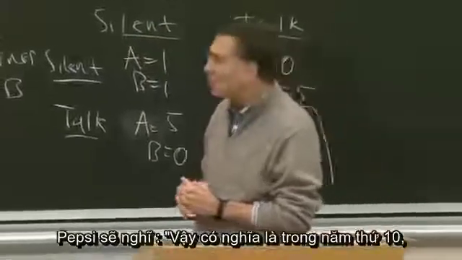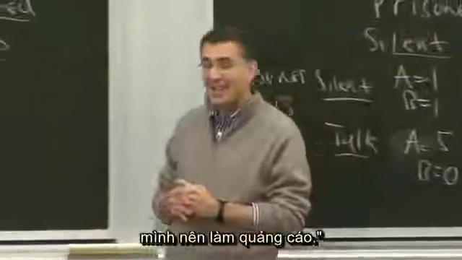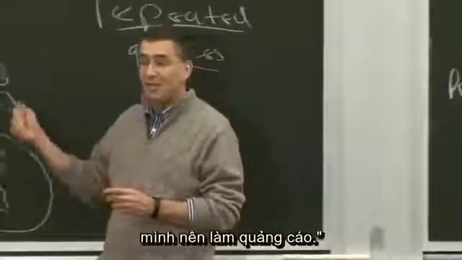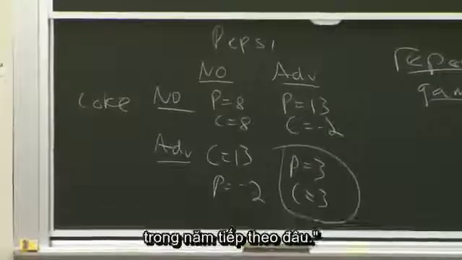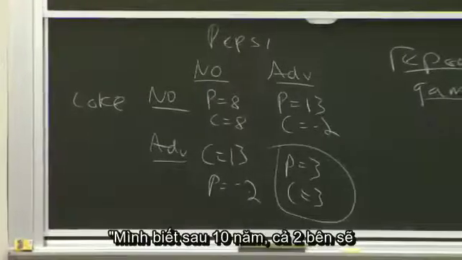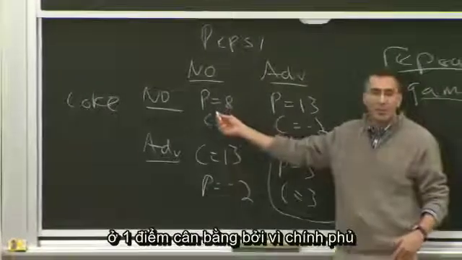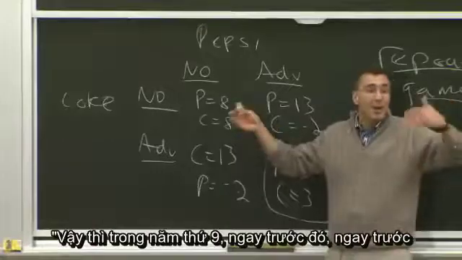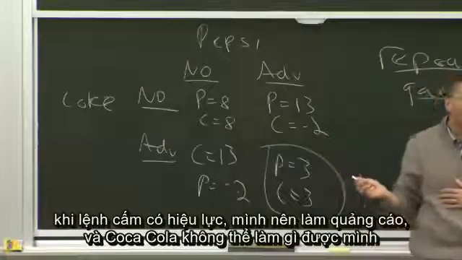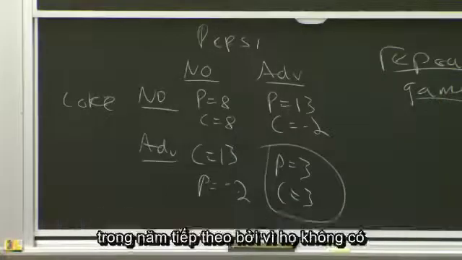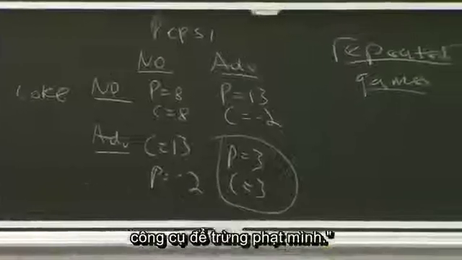Well, Pepsi's thinking, gee, that means in year 10, I should advertise. In that last year, I should advertise because Coke can't punish me the next year because no one can advertise the next year. So I know starting after 10 years, we're both in this equilibrium because the government's going to enforce it. So in the 9th year, right beforehand, right before that government ban, I should advertise. And Coke can't get me the next period because they don't have the tool to punish me.